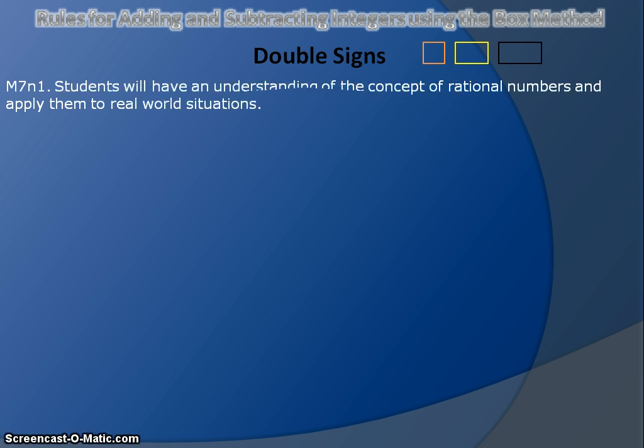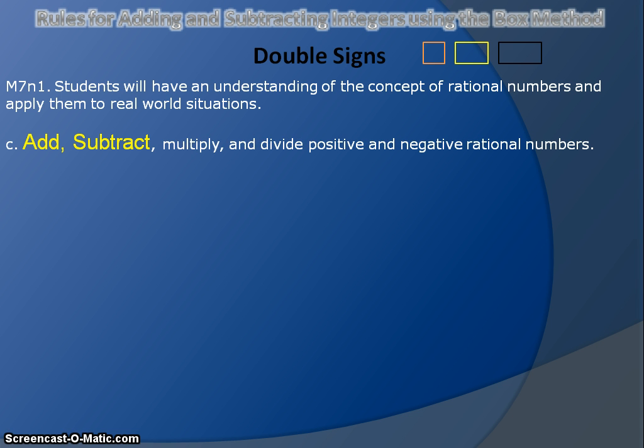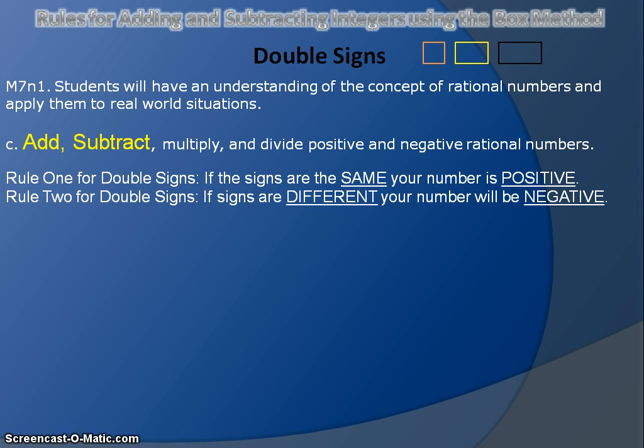We are working under the same standards. Students will have an understanding of the concept of rational numbers and apply them to real-world situations. The strand we're looking at is still adding and subtracting. Now, much like the single sign lesson, the double sign lesson also has two rules of its own. They're very similar, but they are a little bit different.